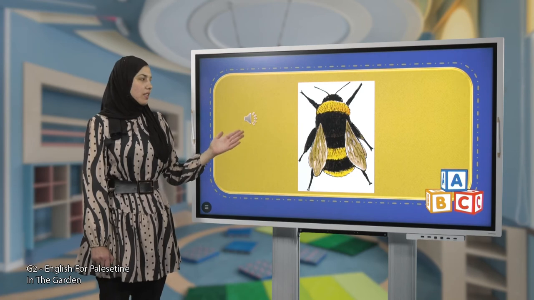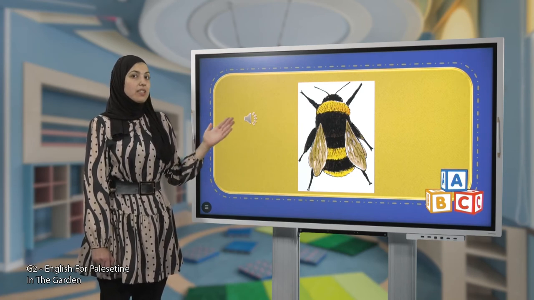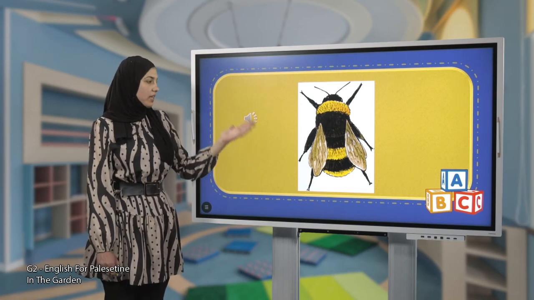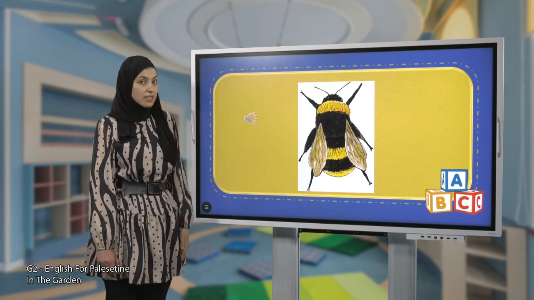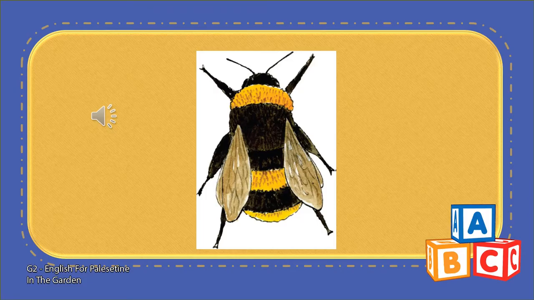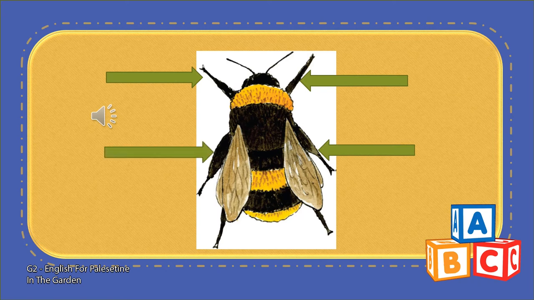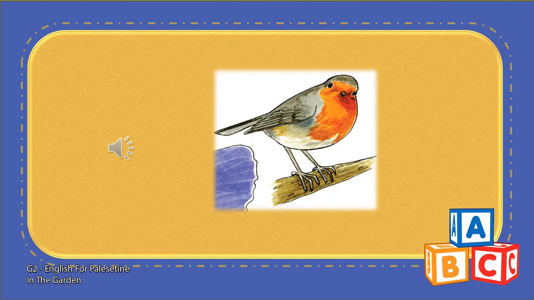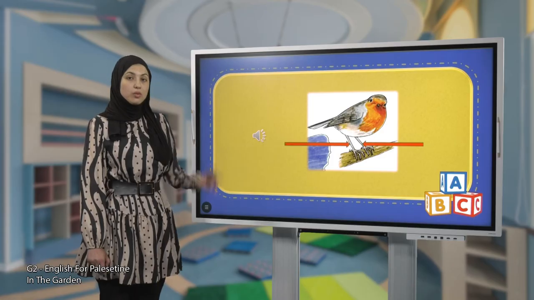Now, let's listen and see how many legs for the bee. Yes, let's listen. A bee has 6 legs. 1, 2, 3, 4, 5, 6. 6 legs. A bird has 2 legs. 1, 2. Yes, 2 legs.